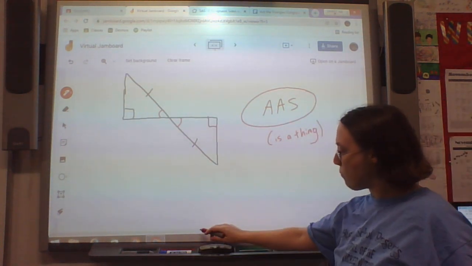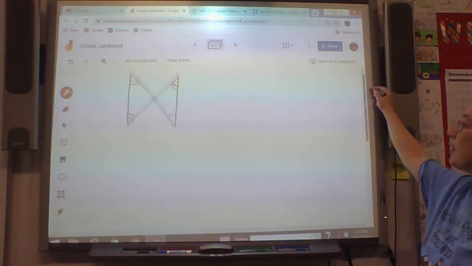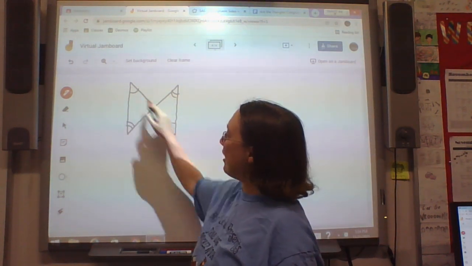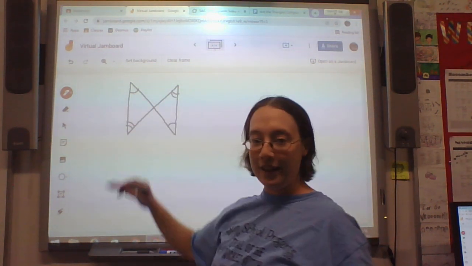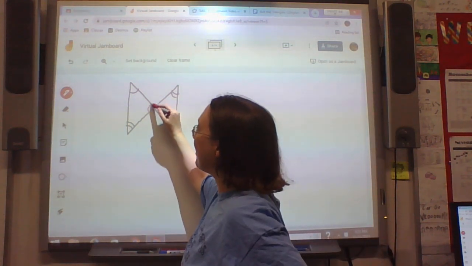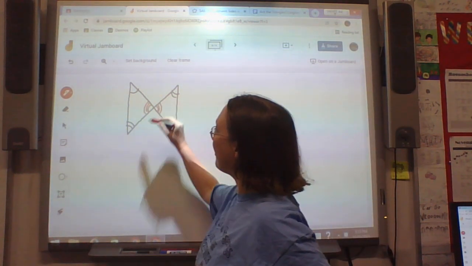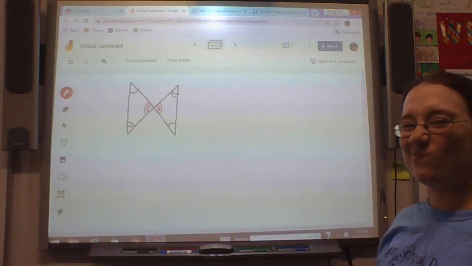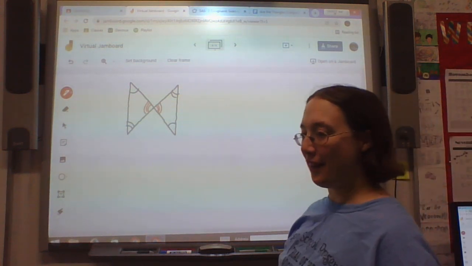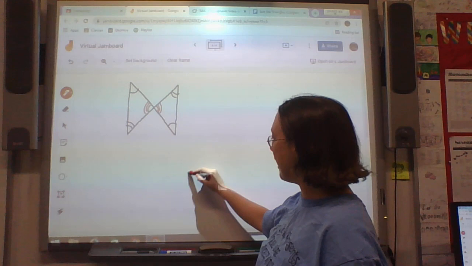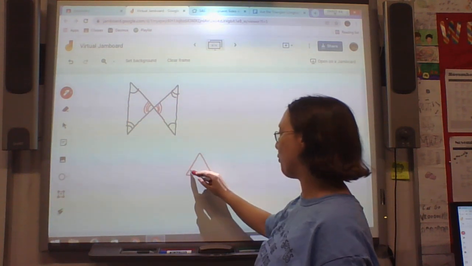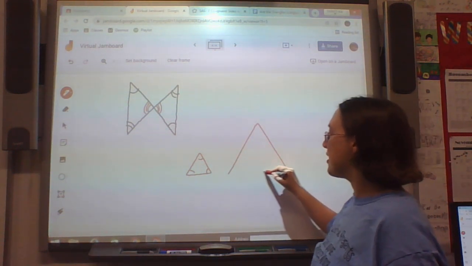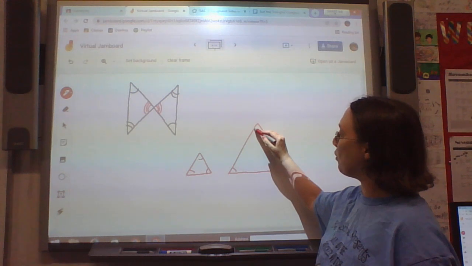Okay, let's try a few more. Let's say we got these. So we have these angles, we have these angles, and even if they're not drawn in there, we have these angles. Is angle, angle, angle a thing? Well, it's not a thing we have, and the reason it's not a thing is because if we have angles that are the same, let's say we have full 60-degree angles, these triangles don't have to be congruent.